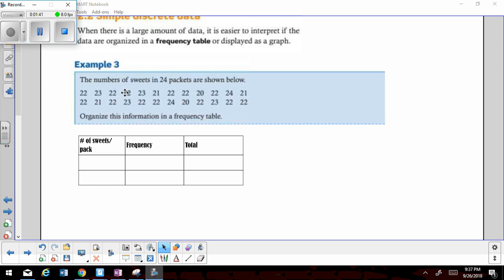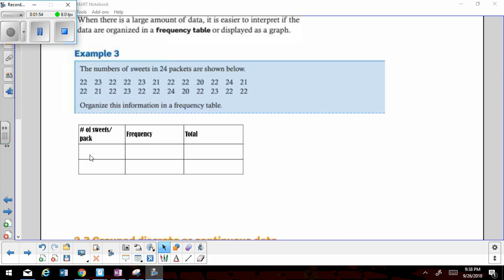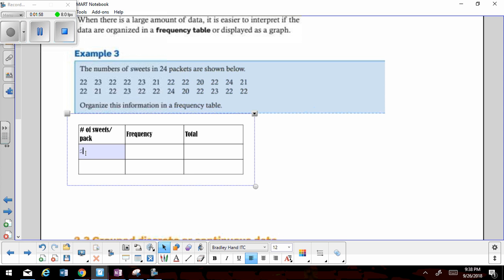And then I'm going to look at what numbers occur. So we've got 22, 23, 21, 20, 24. I'm not really seeing anything lower than 20 or higher than 24. So those are going to be what I populate my table with. So 20.